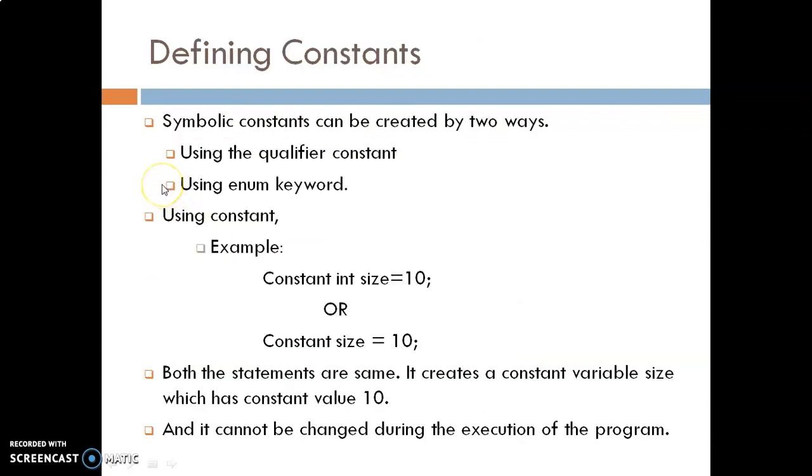Constants are there. Yes, there are two categories of constants. One is the qualifier constant, and using the enum keyword you can also define a symbolic constant. These are two examples: const int size equal to 10, or const size equal to 10. Both statements are the same. It creates a constant variable size which has the constant value 10. So both statements are synonyms and they have the value 10. Whenever we talk about a constant, it means it cannot be changed during the execution of the program.